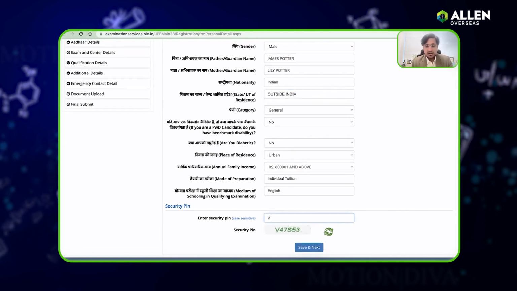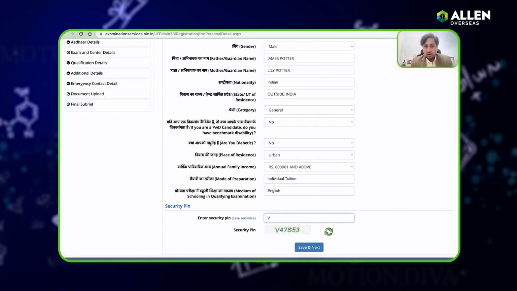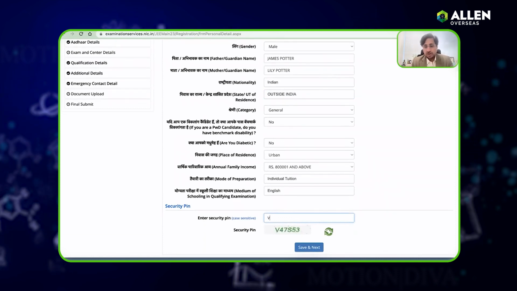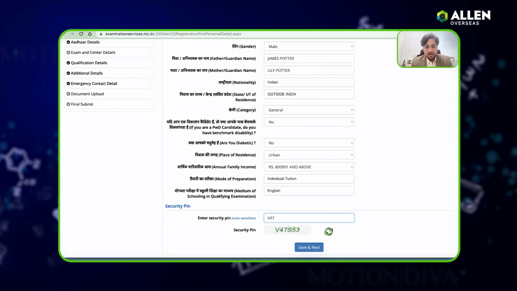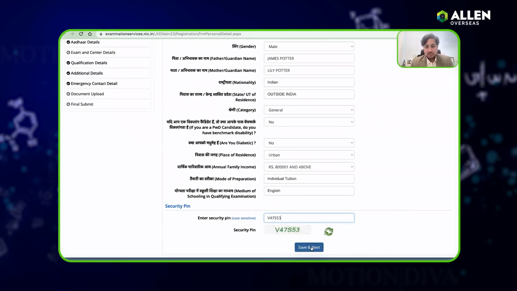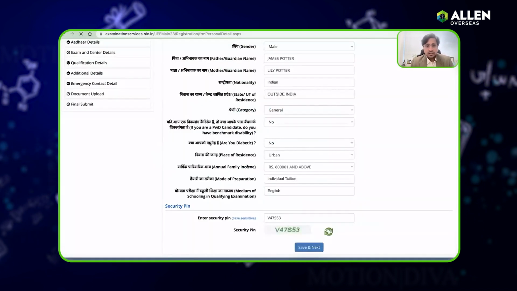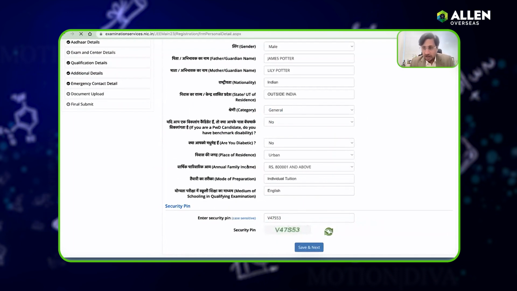Let me again fill this. Anytime you come back to any page, it will again ask you the security pin. V47S53 is the security pin. Then it will ask you about the Aadhaar details.